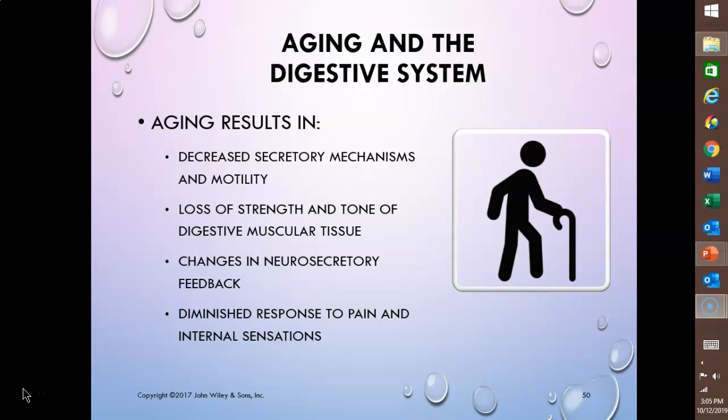Overall changes in the digestive system associated with aging include decreased secretory mechanisms, decreased motility, loss of strength and muscle tone in the tissues of the intestines and their supporting structures, changes in the neurosensory feedback that can alter your enzyme and hormone release, and diminished response to pain and internal sensations. In the upper part of the GI tract, common changes include reduced sensitivity to mouth irritations and sores, loss of taste, periodontal disease, difficulty swallowing, hiatal hernia, gastritis, and peptic ulcers.